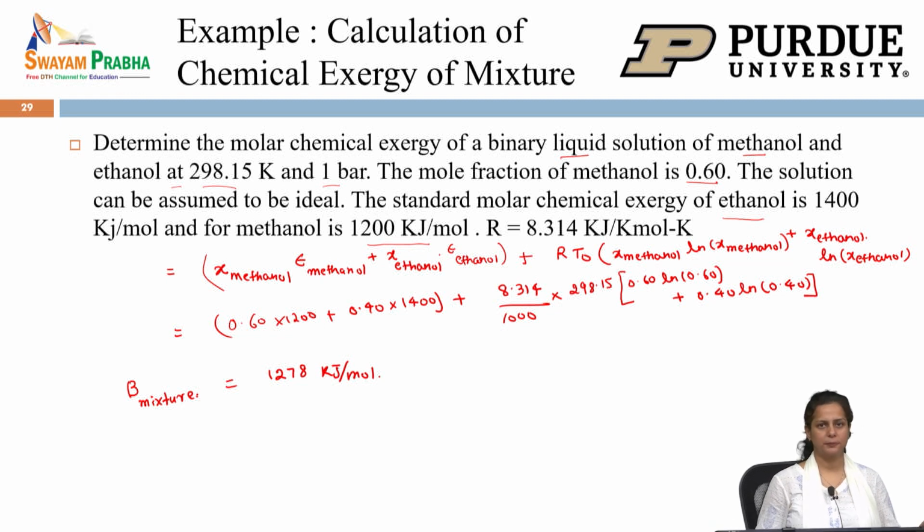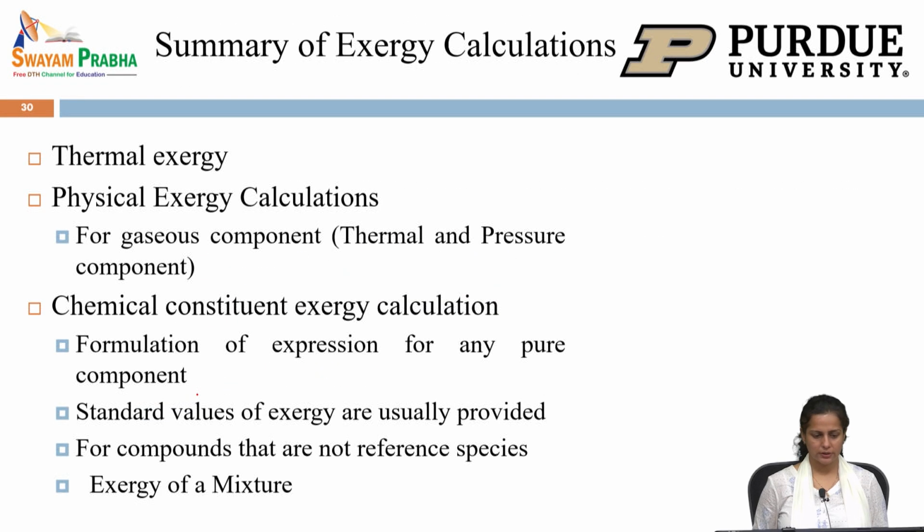your process. So far, what we have learnt is all the ways we can think of exergy that is entering or leaving the system in terms of physical and chemical exergy. Physical exergy is really straightforward. So, let us look at the summary. We can do a thermal exergy calculation just by the temperature gradient. For physical exergy calculations, if you have gaseous component, we look at the thermal and pressure component.